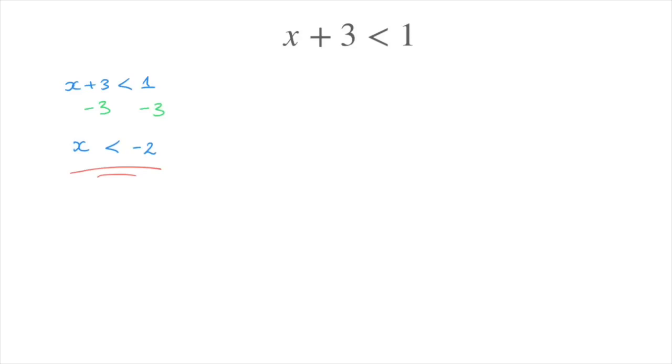Now, at times, we'll also be asked to illustrate this solution on a number line. And here's how to do that. We start by drawing a number line, something looking like this, and say I have a 0 here, negative 1 here, negative 2, negative 3, and so on. To illustrate x less than negative 2, we start by placing an empty dot above the negative 2, followed by an arrow pointing towards all the numbers less than negative 2. Notice that the dot above negative 2 is empty, and this is to highlight the fact that x cannot be equal to negative 2. And there we have it.